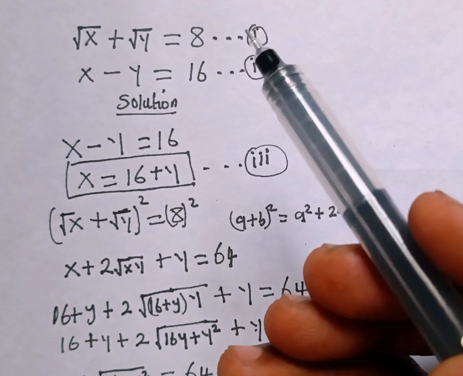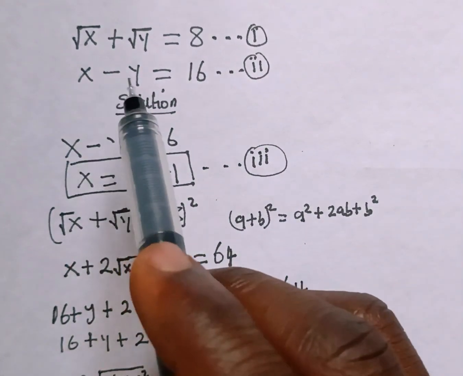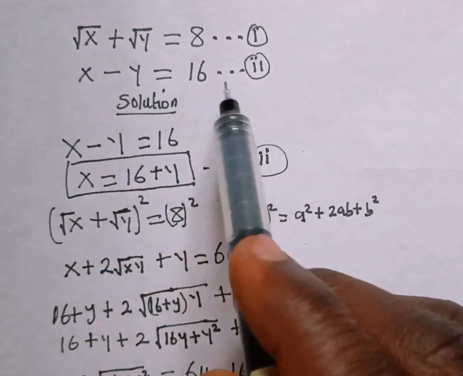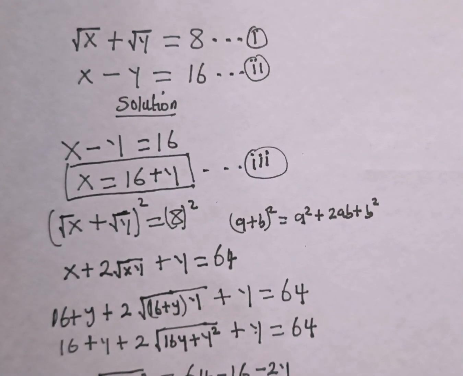Therefore, it satisfies equation 1. And in equation 2, when we replace 25 here and 9 here, 25 minus 9 is going to give us 16. So therefore, the two values satisfy the given equations.